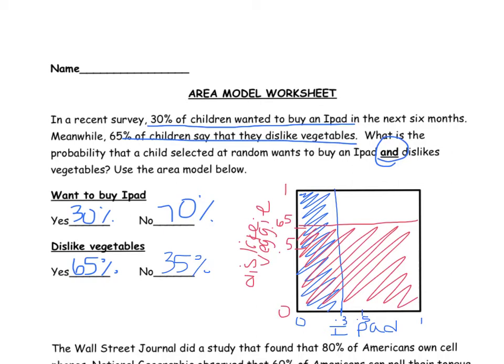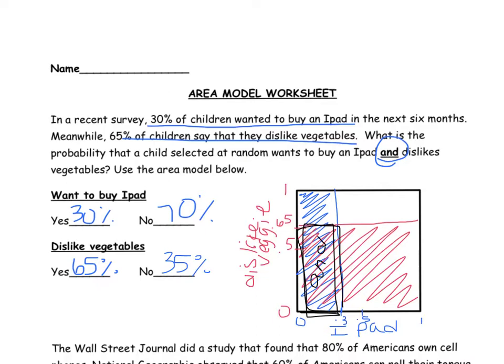Looking at these groups, I can see where they overlap. This small overlap section is where people are in both. That would be your "and." They both want to buy an iPad and dislike vegetables.